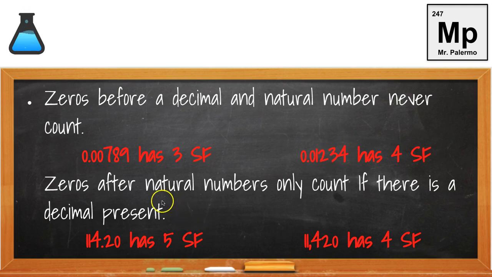What about zeros after the last natural number? So here's my last natural number, 2. So this 0 here is only significant if there's a decimal point somewhere in the number. So there's a decimal point right here, so we're going to count that 0 as being significant. So we go 1, 2, 3, 4, 5 significant figures. This number here, this 0 is not significant because there is no decimal point in this number. So we only count the 1, the 1, the 4, and the 2. So that's 1, 2, 3, 4 significant figures.